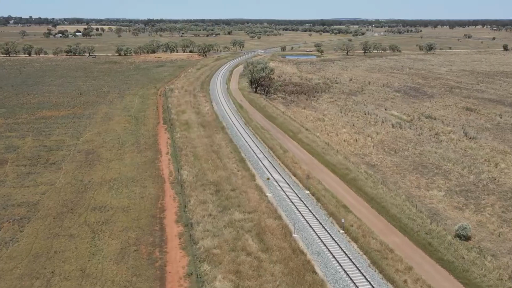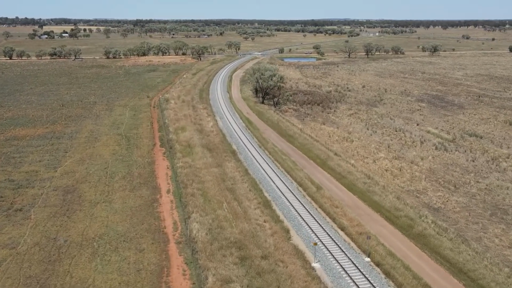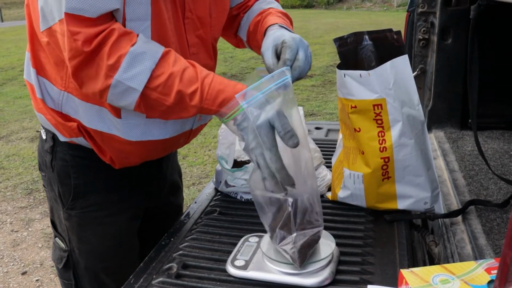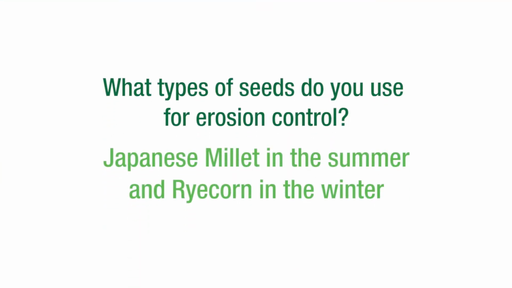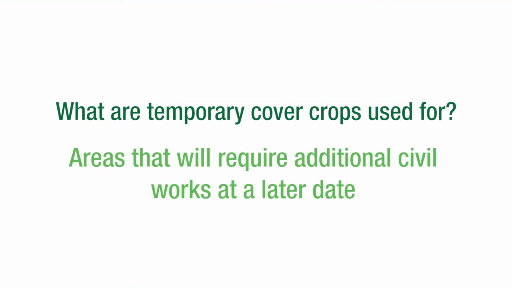The remaining species will then grow more slowly and provide longer term protection. The seed mix used is dependent upon, again, the soil type, surface slope and the seasonal weather conditions expected. For example, we use Japanese millet in the summer and rye corn in the winter. Temporary cover crops are usually used for areas that will require additional civil works at a later date, i.e. temporary soil stockpiles or interim stages of the work.